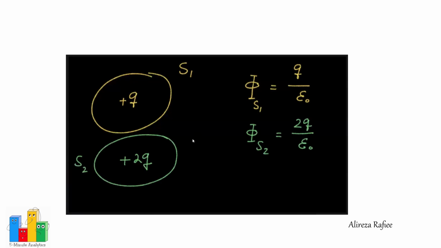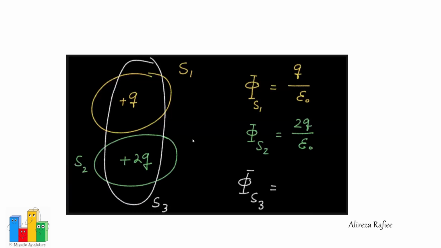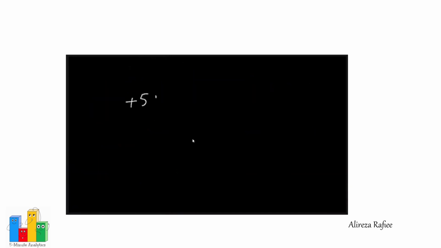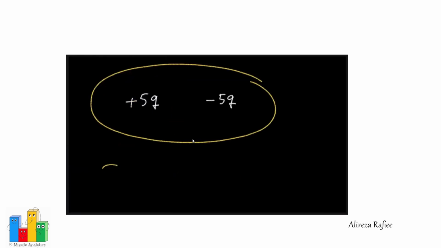At the same time, I can draw a surface which is around both charge 1 and charge 2. Let's call it S3. So the electric flux passing through S3 would be the sum of these two charges, 2Q plus 1Q, divided by epsilon 0, which is 3Q divided by epsilon 0. Now, of course, if the charge was negative, then you algebraically add or subtract the amount of charge. So it is possible to have a situation where you have, let's say, 5Q here and minus 5Q here, and then I can draw a surface around both of them and claim that the electric flux passing through this surface S0 would be 5Q minus 5Q divided by epsilon 0, which is 0.